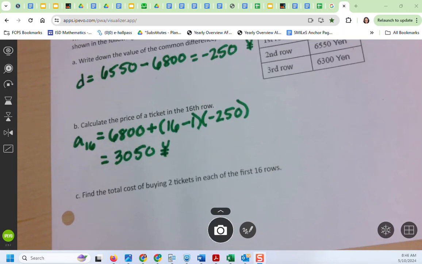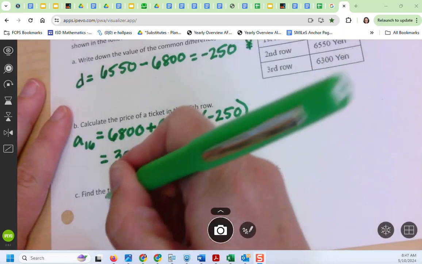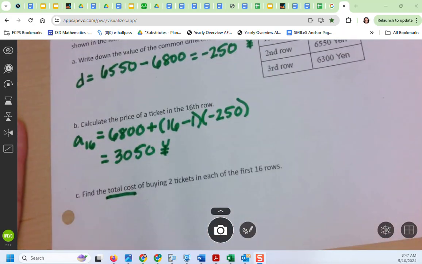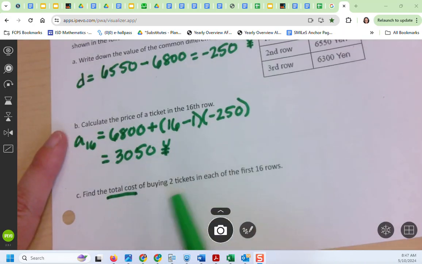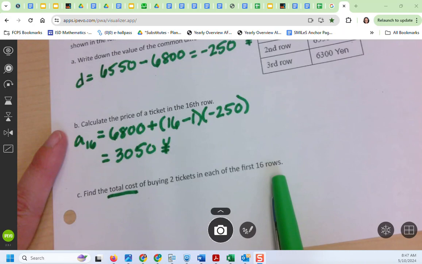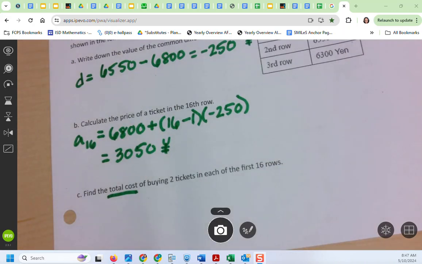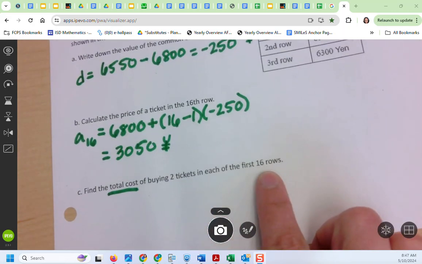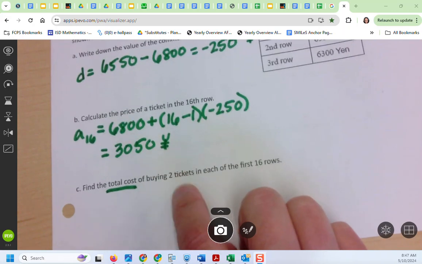Okay, find the total cost. Total means we're finding a what? A sum. We're finding a sum of buying 2 tickets in each of the first 16 rows. So we'll find the sum of the first 16 rows and then we'll multiply by what? We're going to find the sum of finding a ticket in the first 16 rows. And now we want 2, so we just multiply your answer by 2.